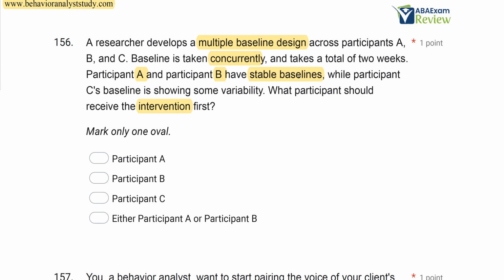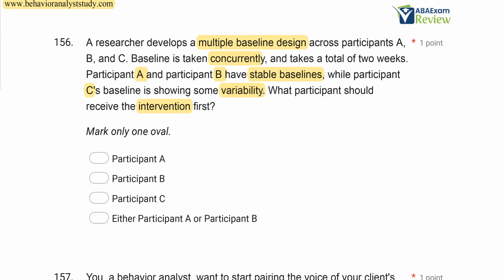So we've reached a steady state strategy. The baselines are stable. That's great. That's what you want with a baseline. However, C is showing variability. So, question is, who gets the intervention first? And this is a broad, multiple baseline design question. Even if it was settings or behaviors, it doesn't really matter because we're looking at baselines here.